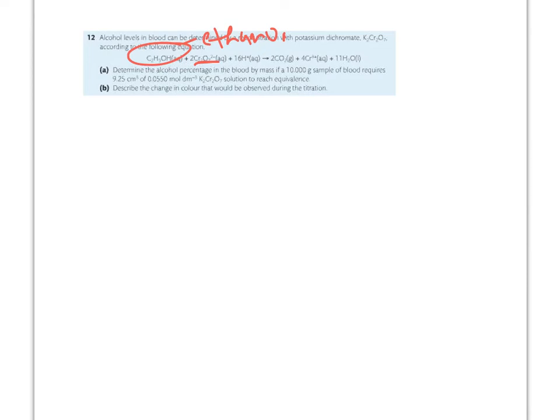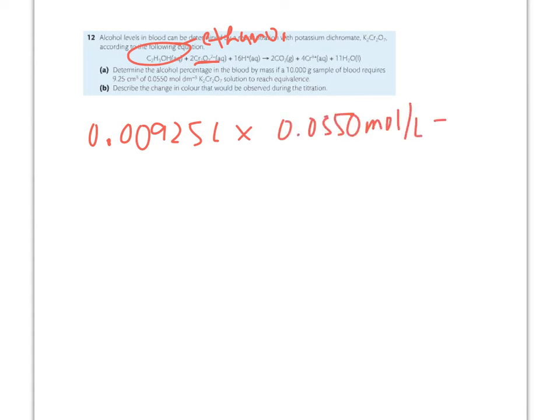So this is actually quite easy because they've given you the balanced equation. So I'm going to take my cc's and change it to 0.00925 liters. I'm going to multiply by the 0.0550 moles per liter, and I find out that I have 5.0875 times 10 to the minus fourth dichromate ions.